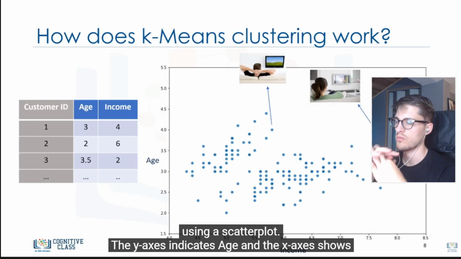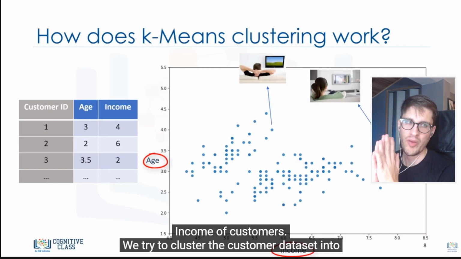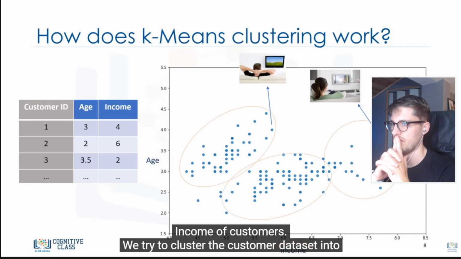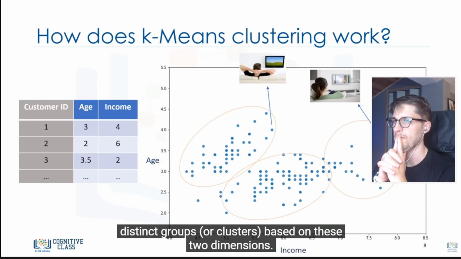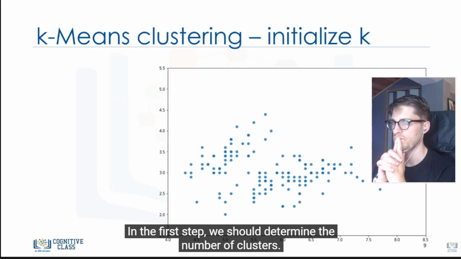The y-axis indicates age, and the x-axis shows income of customers. We try to cluster the customer dataset into distinct groups, or clusters, based on these two dimensions. In the first step, we should determine the number of clusters.